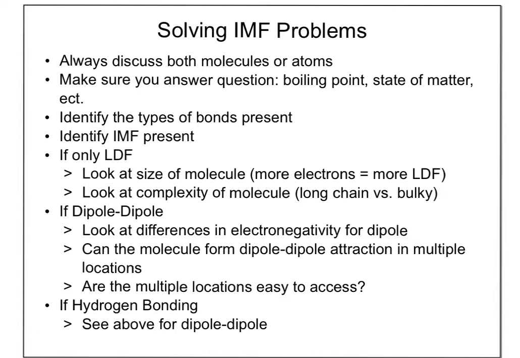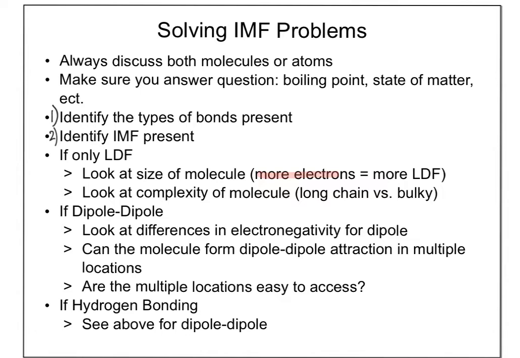For each molecule, I identify the types of bonds present. So if they give me two things to compare, I say the types of bonds. Then I will identify the intermolecular forces present in each molecule. If there's only London dispersion forces in both molecules, I look at the size. Which one has more electrons present? Because the one with more electrons is more polarizable, so there's more London dispersion.